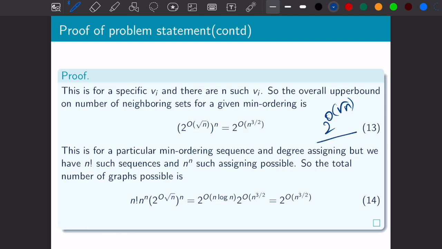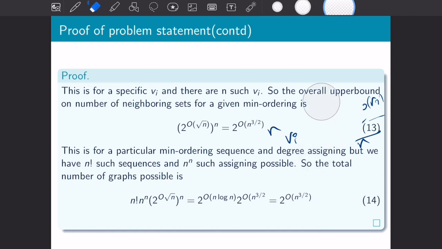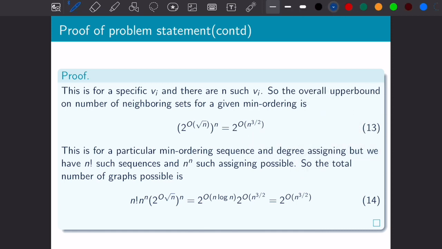Now this is for a particular vi, and we have n such vertices. So that will be 2 power order of root n into 2 power order of root n, and so on. This will be multiplied n times. So on the whole, we get the result 2 power order of root n, whole power n, which is 2 power order of n power 3 by 2. This is a very loose bound, but this is an upper bound.